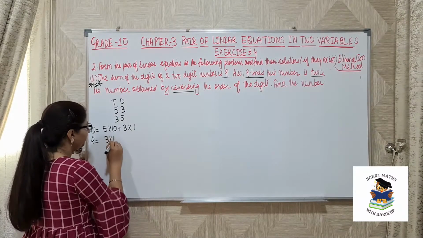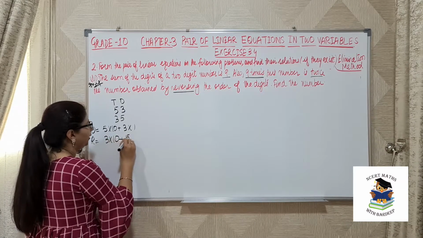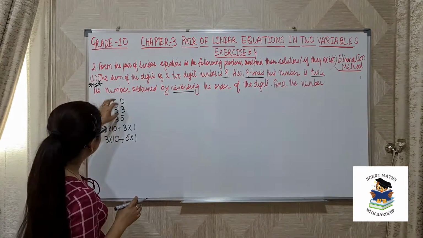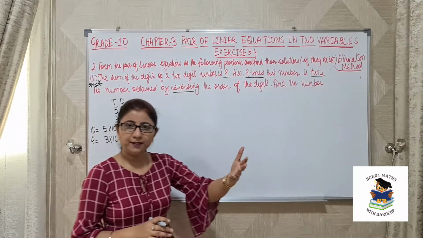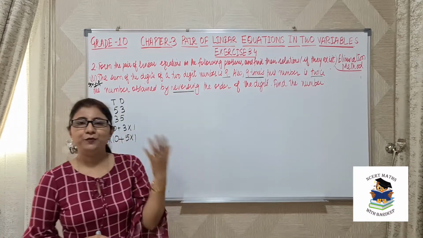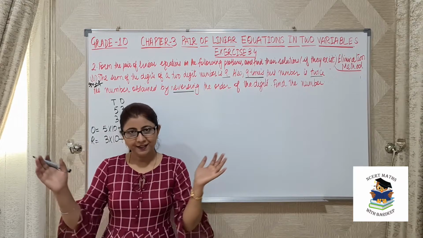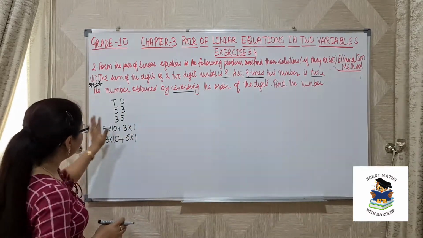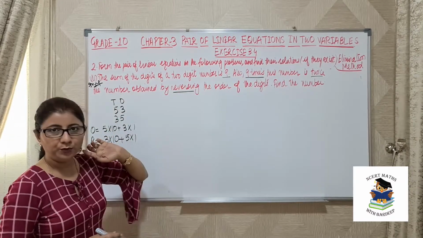So 3 should be multiplied with 10 and 5 should be multiplied with 1. So whatever is the digit at the tens place, we should multiply that digit with 10, and whatever is the digit at the ones place, we will multiply that digit with 1, and add them to get our given number. So this is very important to frame the equations.